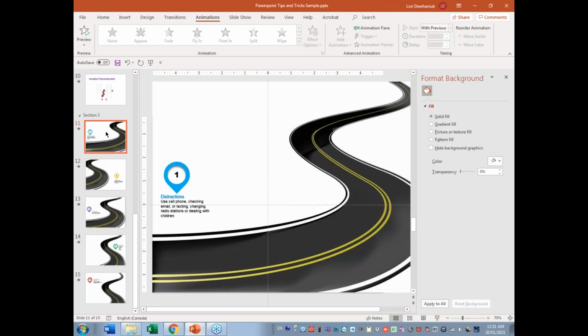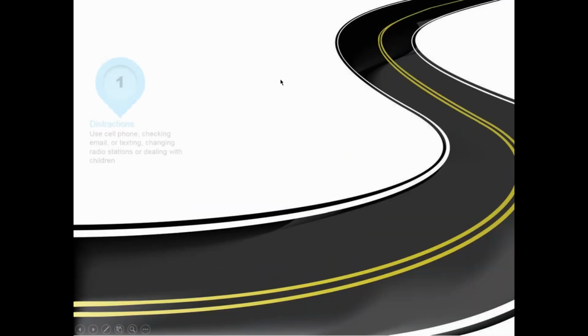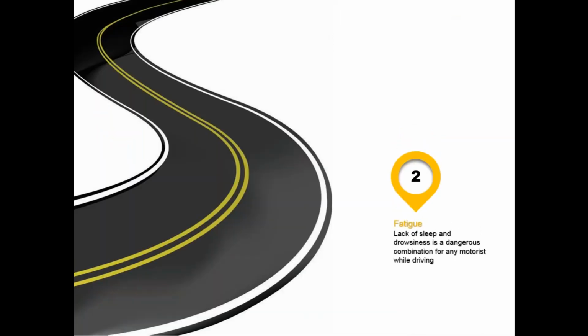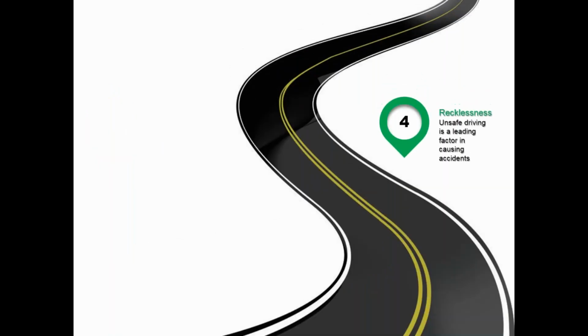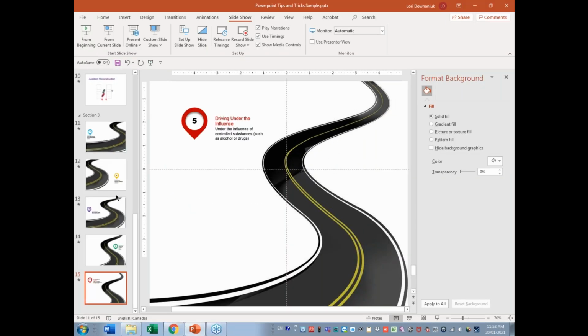So if I was to view the slide now, if I start on slide 11, if I go to slideshow and choose from current slide, you can see I click, the first point comes in, so it floats in. If I go to the next slide, so as I go to each one, the bullet points or the items are coming in, but the road isn't really doing too much.